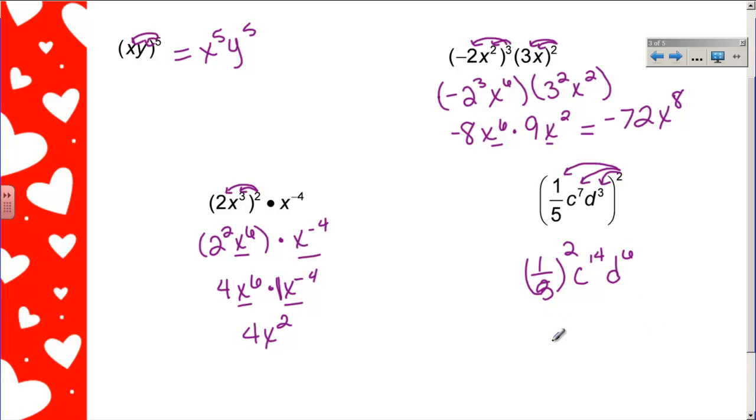Let's go ahead and do 1/5 squared. 1 times 1 is 1. 5 times 5 is 25. C to the 14th, d to the 6th. There is your simplified version of that expression.